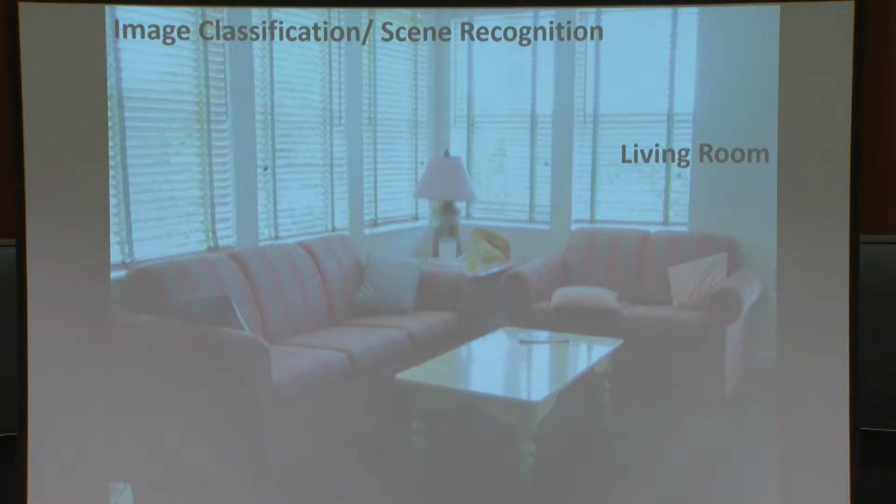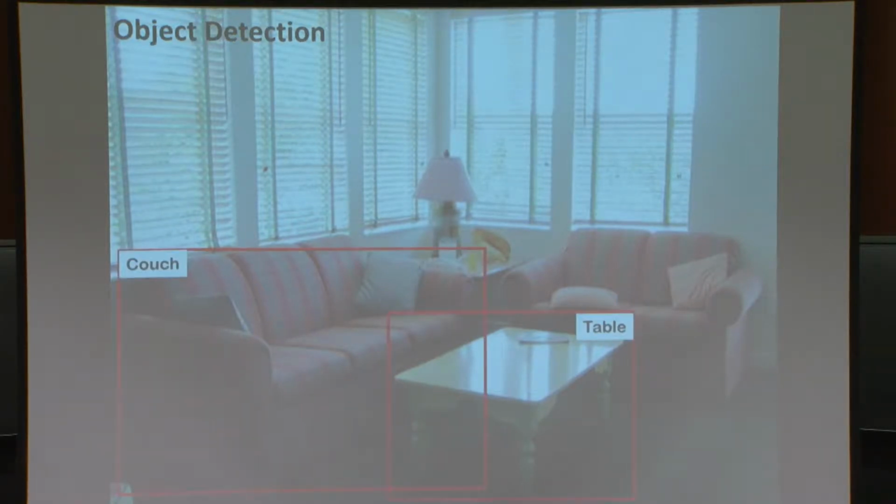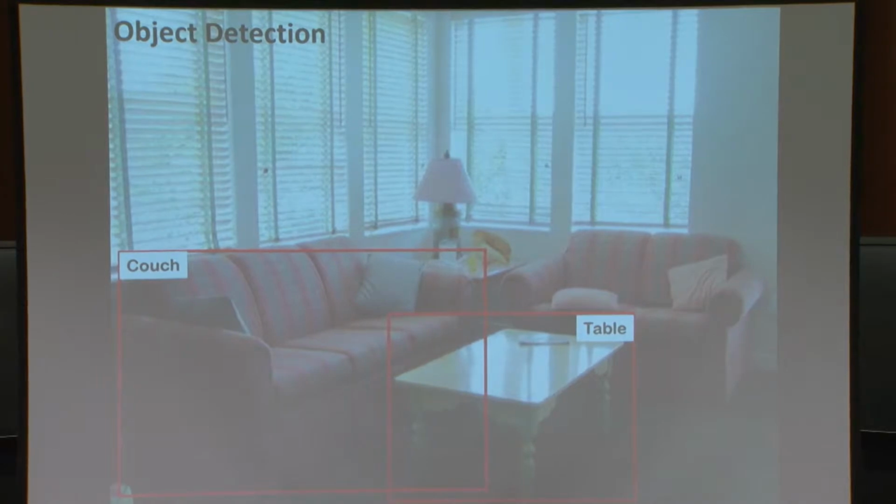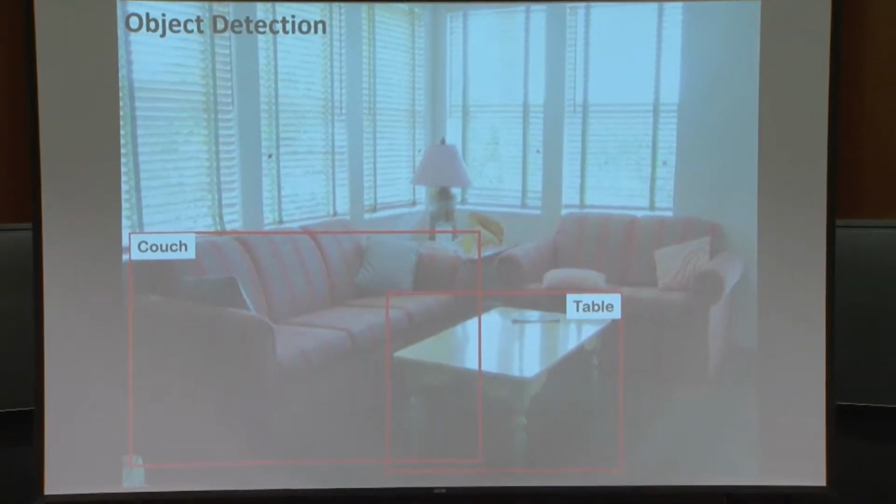So if you ask a question about what is the image depicting, that would fall under the problem within computer vision of image recognition or scene understanding. Most of us would be able to easily define this as a living room. Then we can change the question to what is this particular object in front of us? And then the problem becomes object detection. And then the answer doesn't need to be a single class anymore.